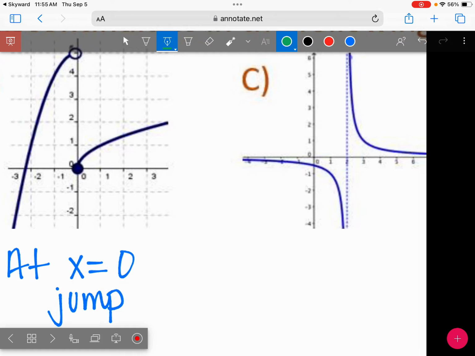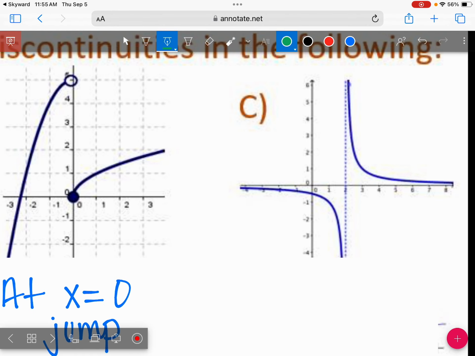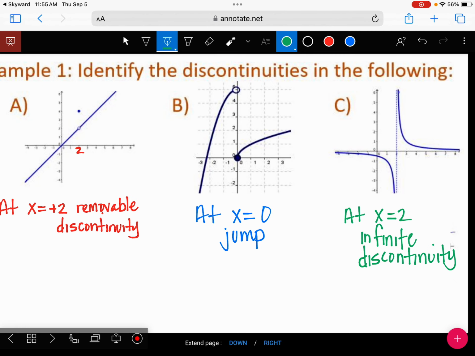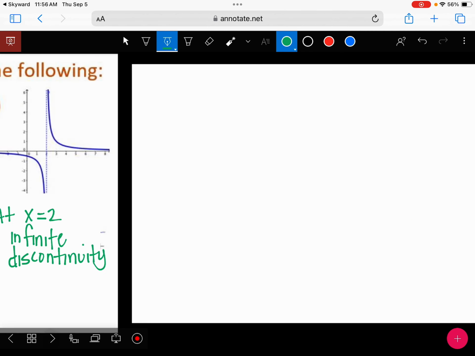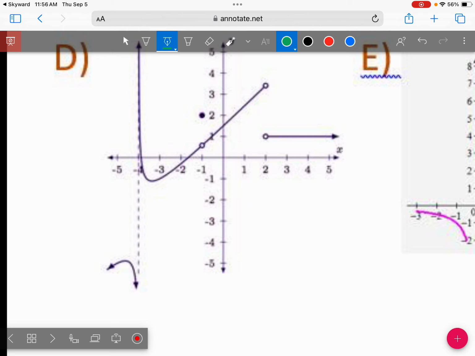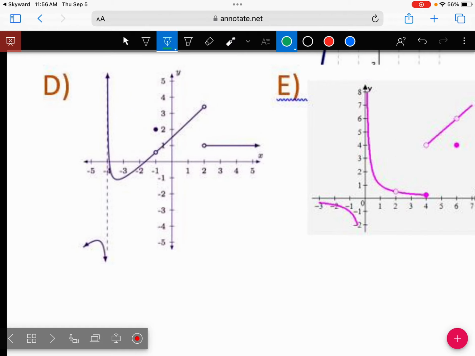And then at C, we have our vertical asymptote, and at x equals 2 an infinite discontinuity. So one thing that you have to do is identify what kind of discontinuity we have. So now let's look at graphs that have a lot. I'm going to zoom in really close to D. This one has all 3 discontinuities in one graph, and we're going to graph them.